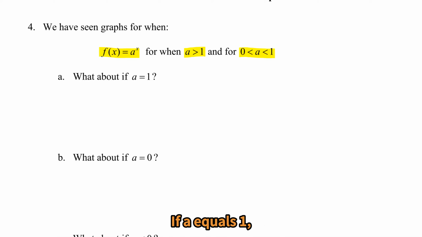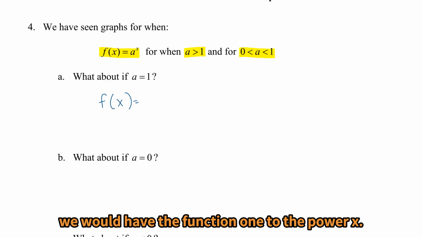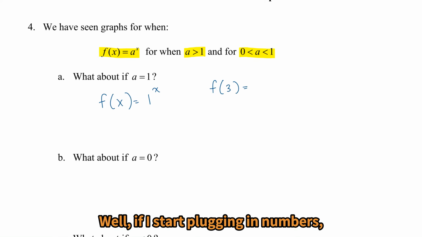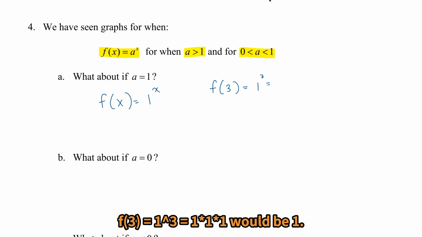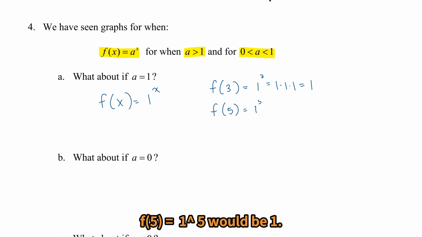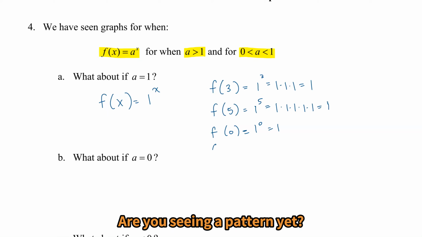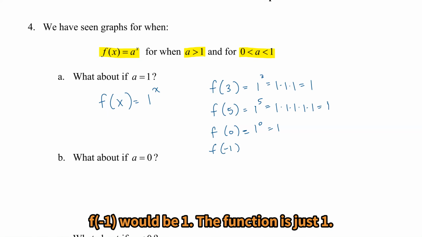If a equals 1, we would have the function 1 to the power x. Well, what would that look like? If I start plugging in some numbers, f of 3, 1 to the power 3, 1 times 1 times 1 would be 1. F of 5, 1 to the power 5 would be 1. F of 0 would be 1. Are you seeing a pattern yet? F of negative 1 would be 1.